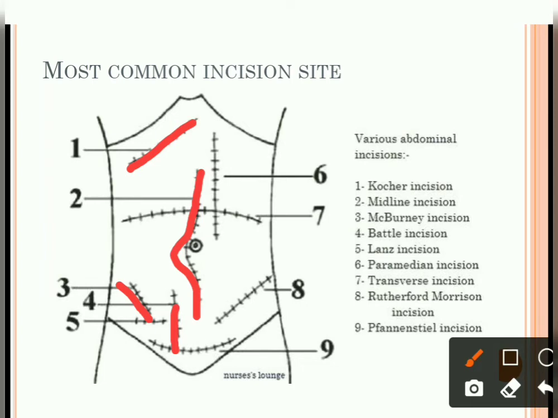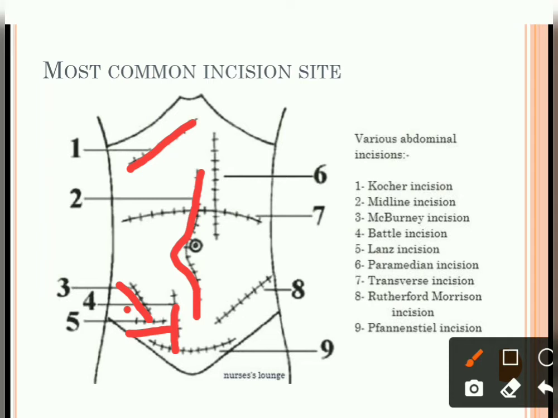Fifth, we have our Lanz incision, also known as your Rockey-Davis. Your Lanz incision is similar to your gridiron incision and is useful for open appendectomies. It is made at the McBurney's point with the same anatomical layers as well as the blood supply. However, your Lanz incision is a horizontal incision while the gridiron incision is at an oblique angle.